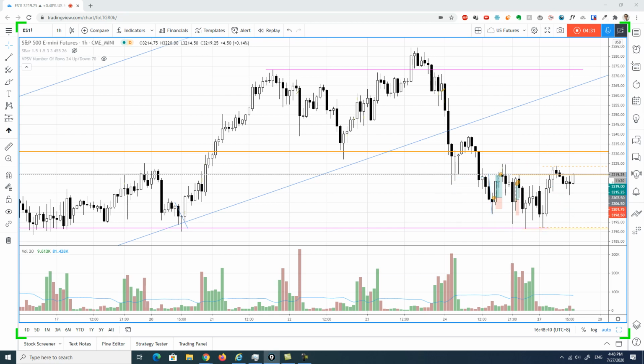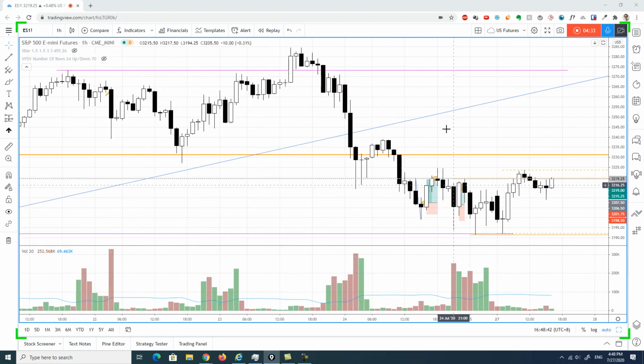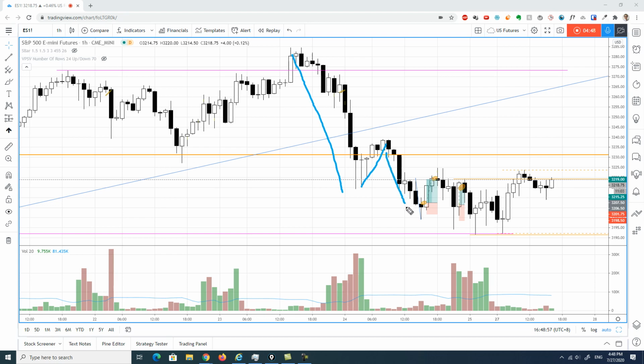So let me zoom into the H1 time frame to pay attention to how the price actually moved. We can see that prior to that, we have a sell down on Thursday, followed by a very weak rally up. And then eventually we have a continuation to the downside. But that actually happened during the European London session.